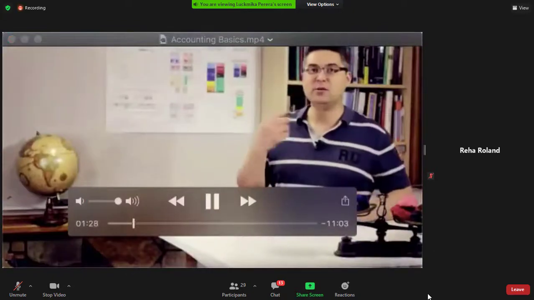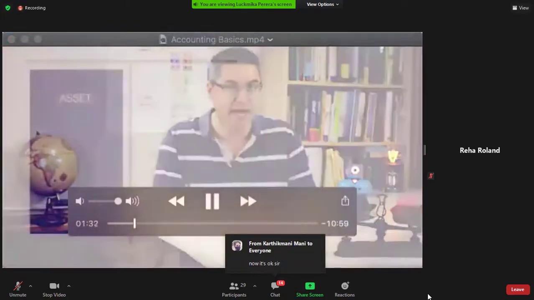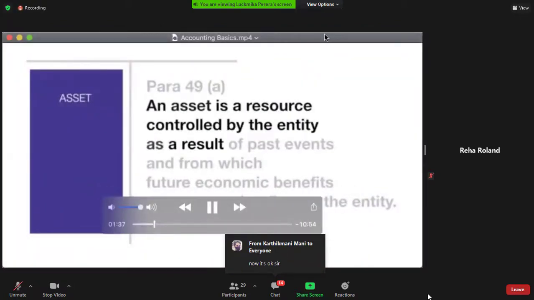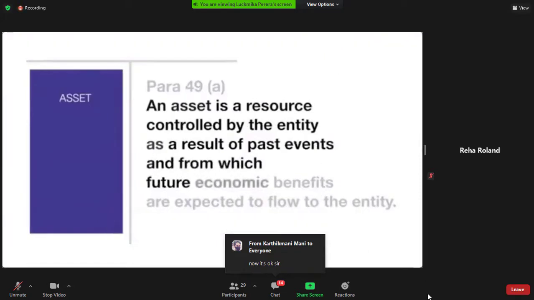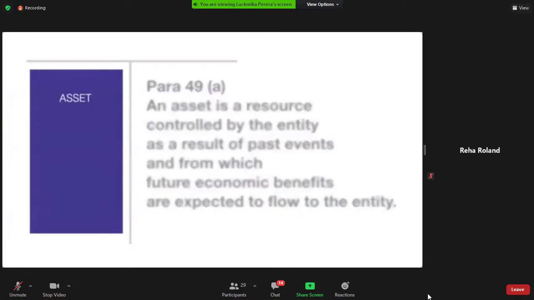To find out, you need to look at the definition of an asset, which is found in paragraph 49A of the conceptual framework. An asset is a resource controlled by the entity as a result of past events and from which future economic benefits are expected to flow to the entity. So let's break this down.